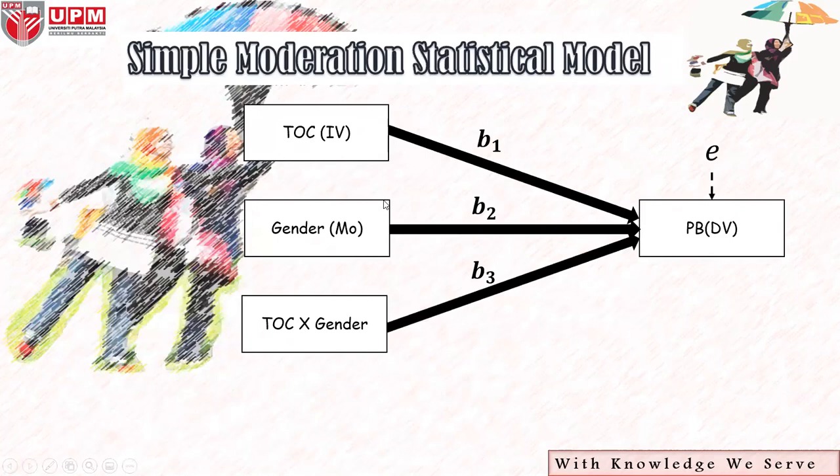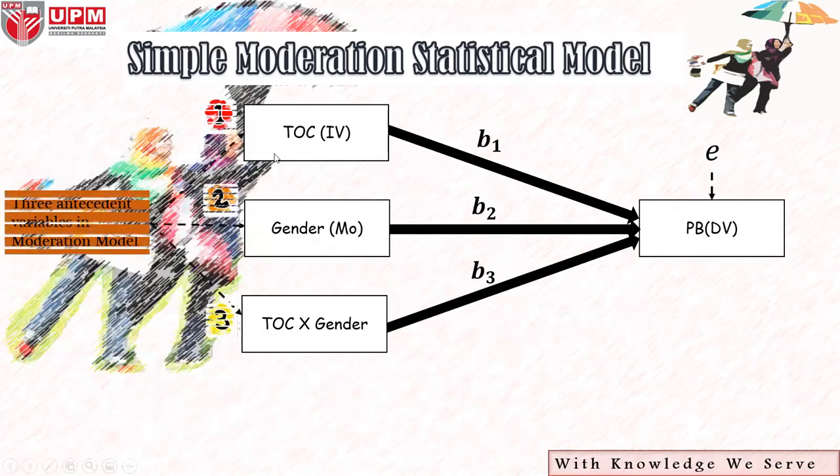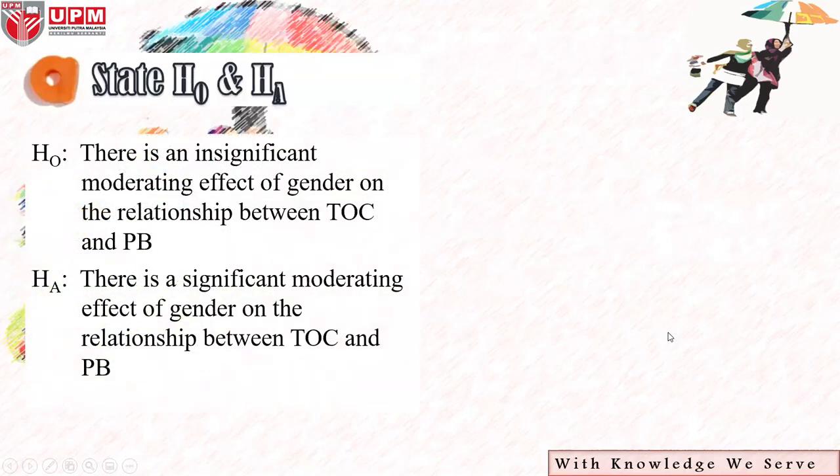Okay, so this is the simple moderation statistical model. We are interested to check three types of effect. First, main effect B1, second, main effect B2, and lastly, the interaction between task-oriented coping and the moderator, which is gender, on our DV. First, to respond to the first question, to state the null and research hypothesis.